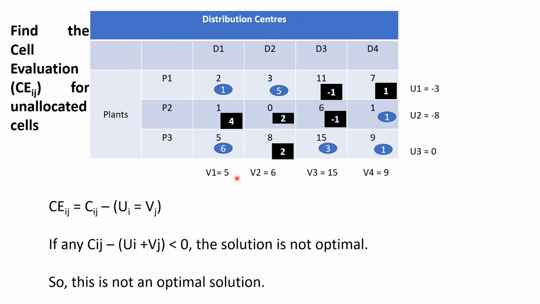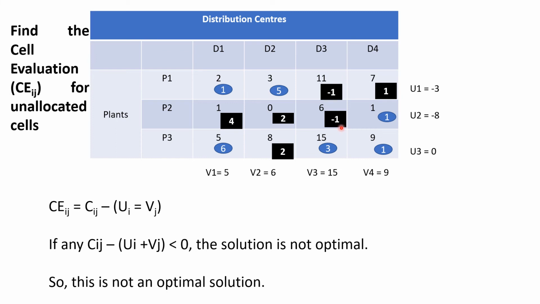The solution is not optimal, as we can see here. So how do we get the optimal solution? Before we do, I would like you to note one point very carefully. When the cell evaluation is negative, what is the physical interpretation of that?